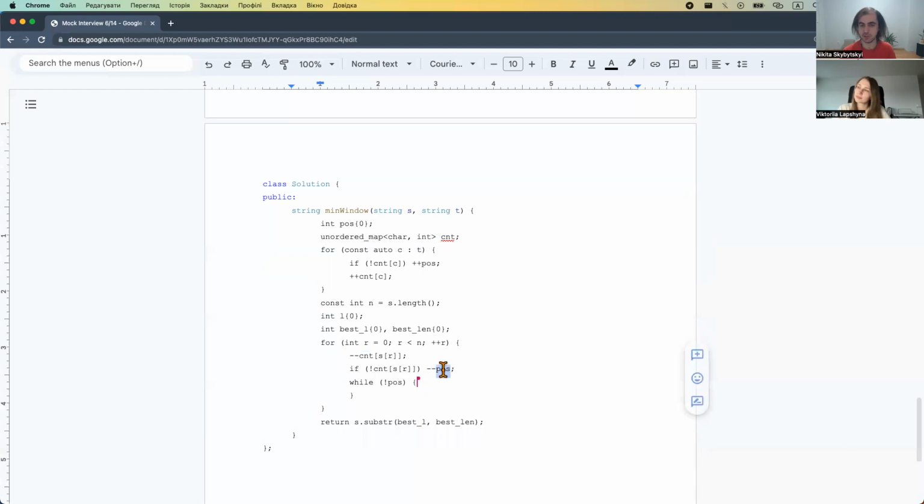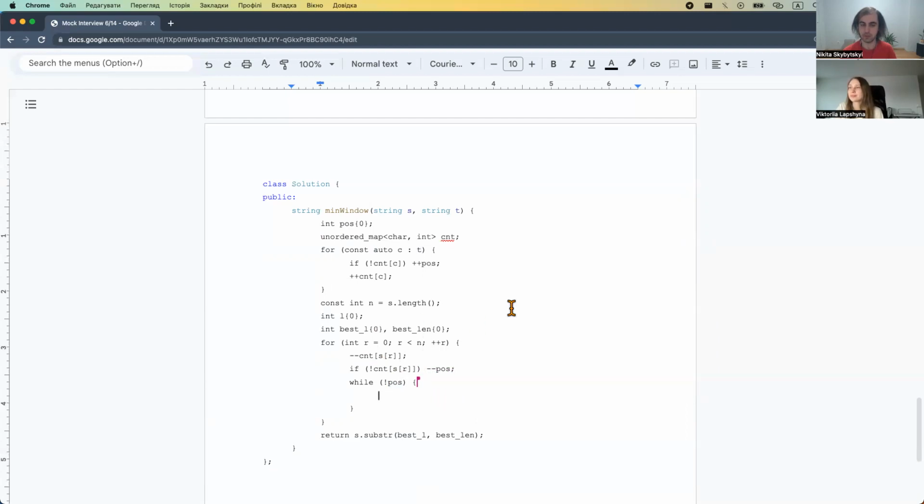So it's like literally the number of positive values in the map. Yeah, okay, makes sense. So while not positive, positive cannot be negative, so it's like 0 or positive. So it means that our length is good.